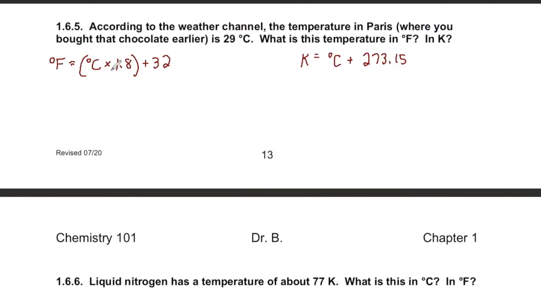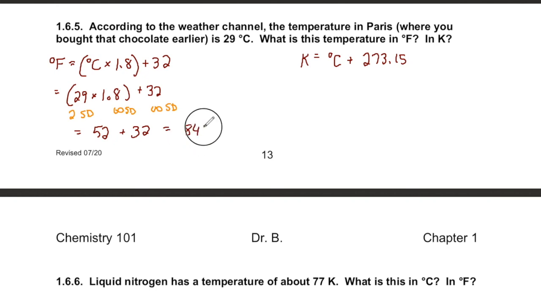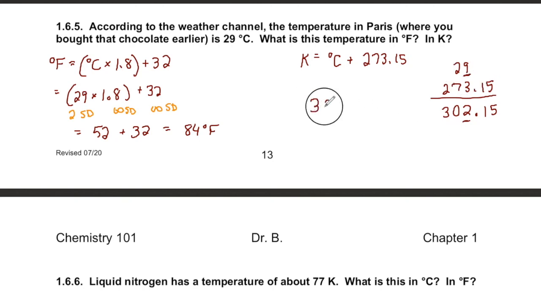All right, so let's go ahead and try another one. We have a temperature of 29 degrees Celsius. We're trying to convert it to Fahrenheit. We have something with 2 significant digits being multiplied by something that is exact. When we round the answer to 2 significant digits, we get 52, and then we add 32, and we get 84 degrees Fahrenheit. When we convert it to Kelvin, we add 273.15 to the 29, but the 29 has uncertainty in the ones place, so we should really report this to the ones place.